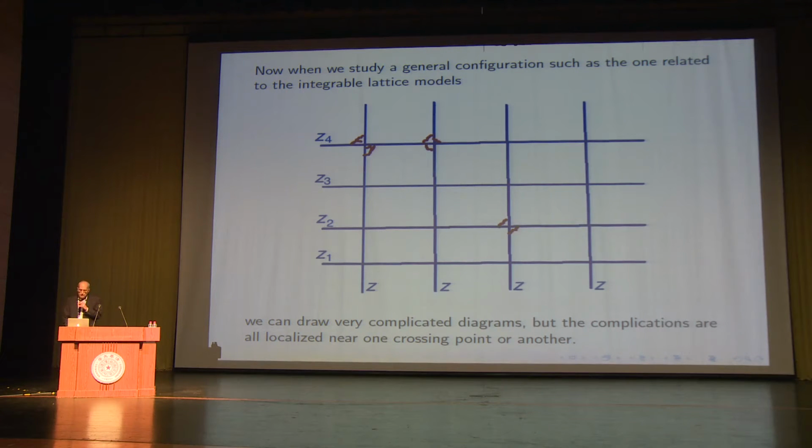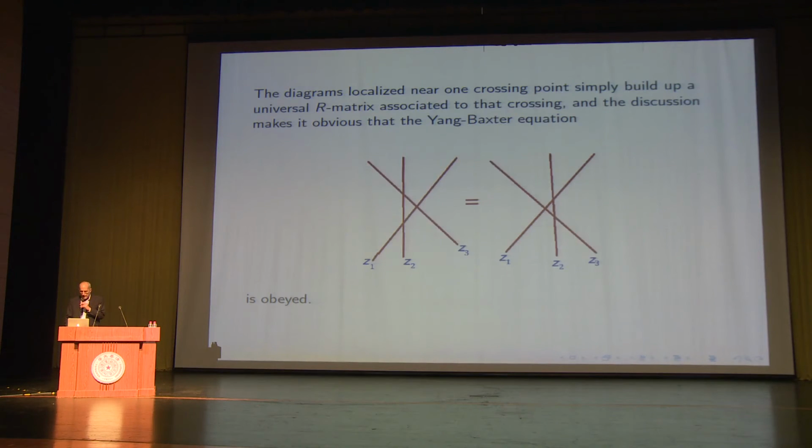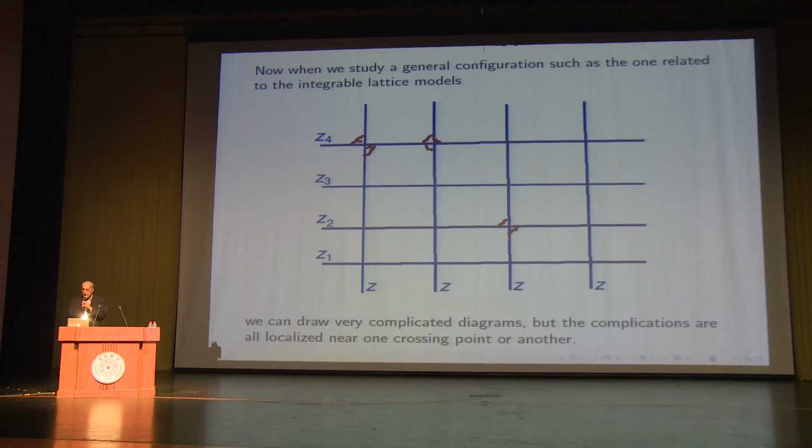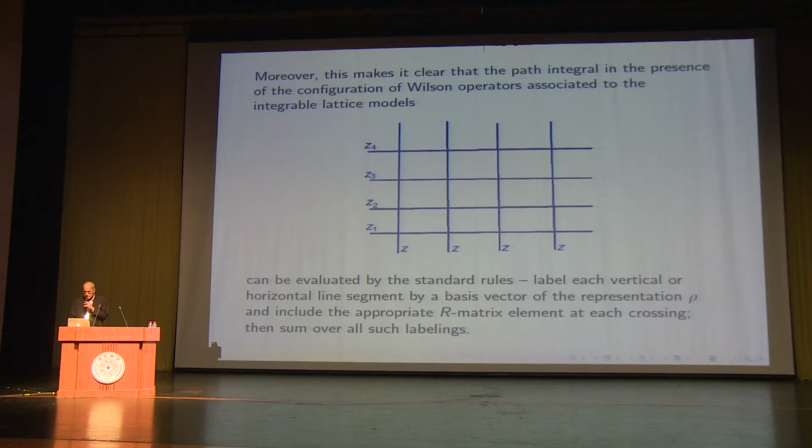So now, summing up these diagrams, we get the recipe of the integrable lattice model, where we have to sum over the state of the spin when it's propagating freely, and when two spins cross, we have to sum up all the effects of gluons at those crossings. So this makes it clear that in the presence of the configuration of Wilson operators that Costello introduced, the path integral can be evaluated by the standard rules discovered by people who work on integrable spin systems.